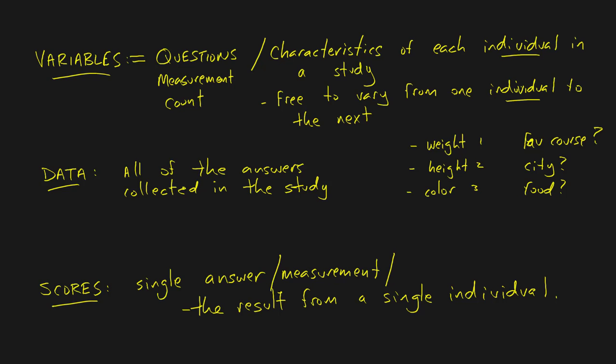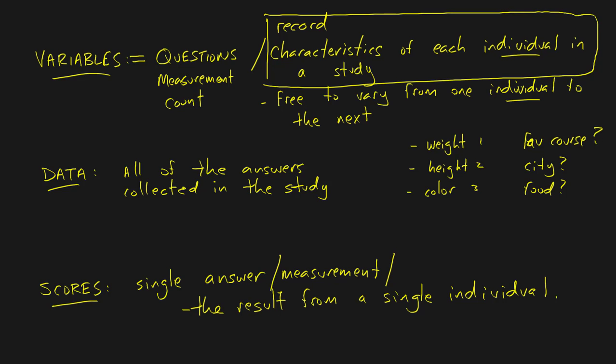Okay, so to summarize, we have our three closely related concepts that are going to be used throughout the course: variables, data, and scores. So variables record characteristics for each individual in a study. They're free to vary. They're often presented as questions, but they could be measurements. They could be counts. Data is all of the answers, all of our results. So the entire package of results.